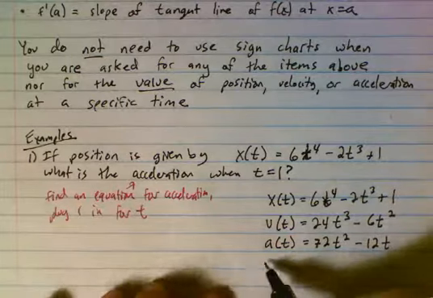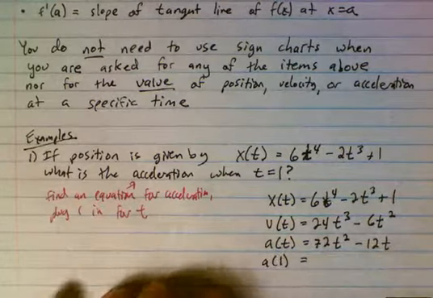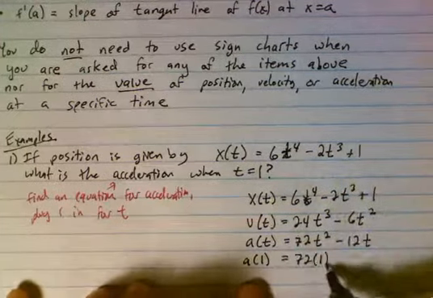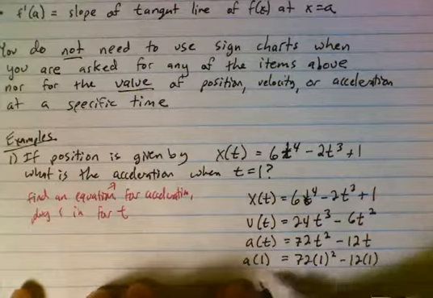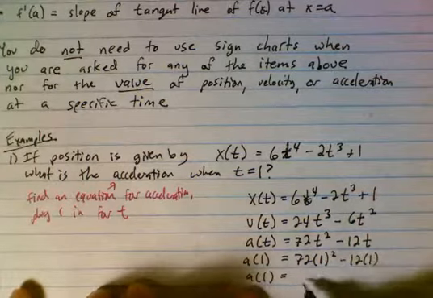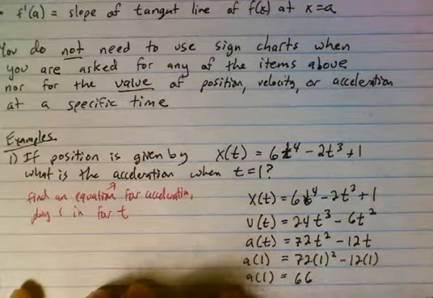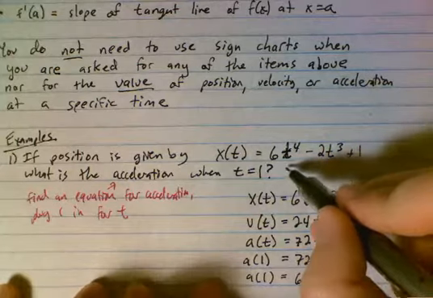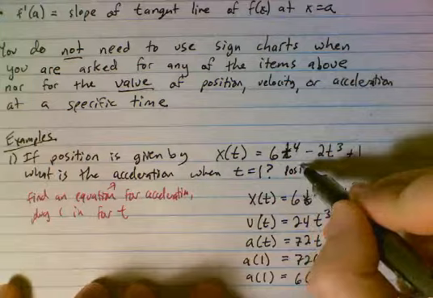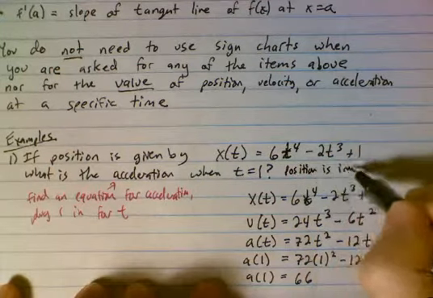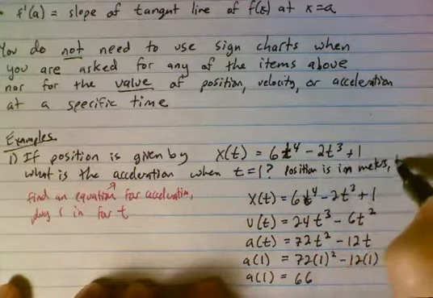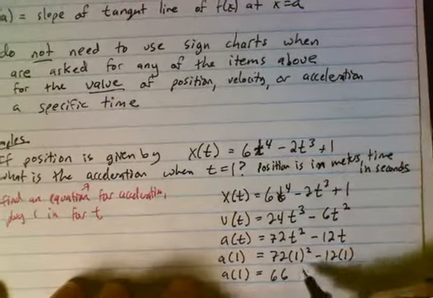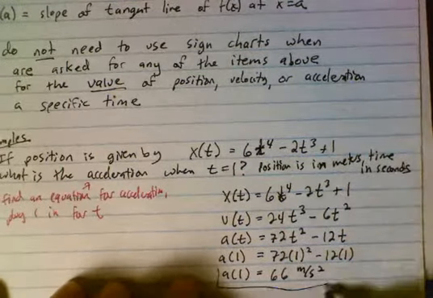So to find a of 1, when t equals 1, I'm just going to plug that in. 72 times 1 squared minus 12 times 1. A of 1 equals 66. For these, we like to have units on them. Again, I didn't put units in this problem, but we'll say that position is in meters, time in seconds. So that means 66 meters per second squared.